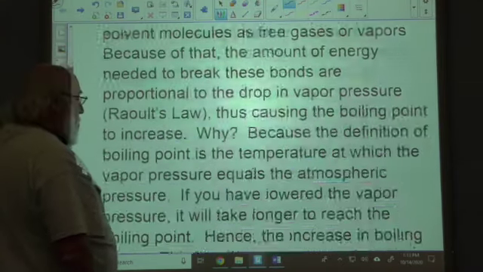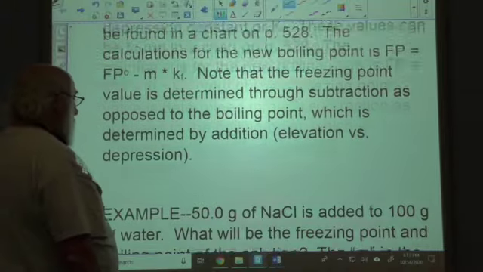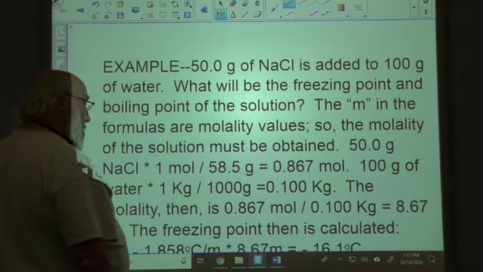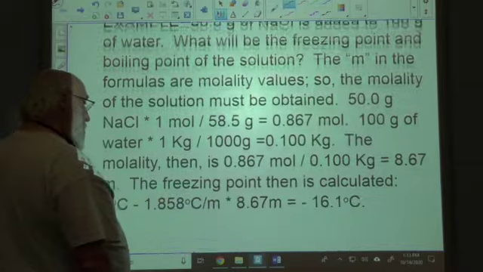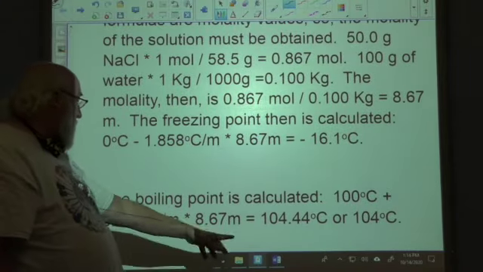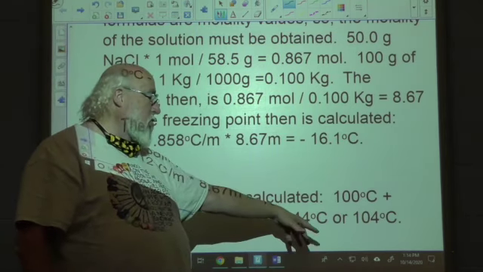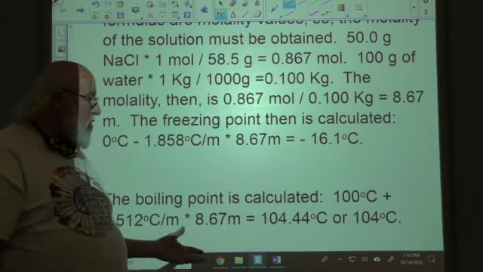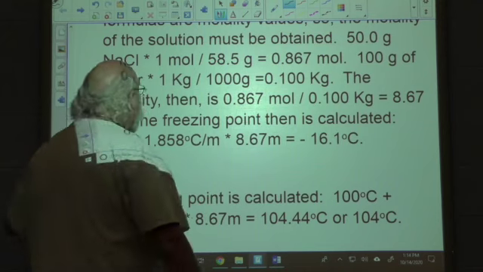Let's cheat a little bit, take a look at the answer here. There we go. There's the boiling point right there. So we get 104.4 degrees Celsius, or rounded to 3 sig figs, 104 degrees Celsius.